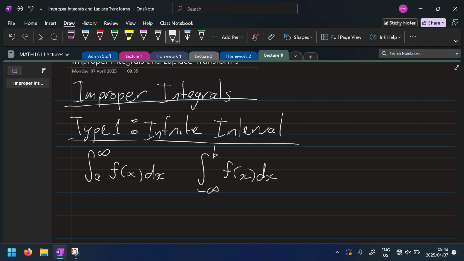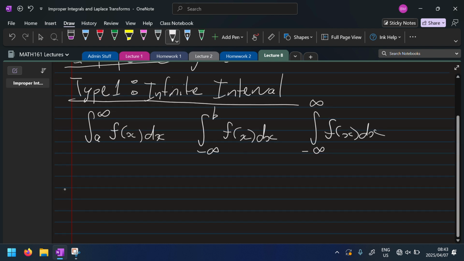And then the third case is a combination of the two. That is where we have the integral from minus infinity to plus infinity of f(x) dx. So it's a mixture of the first one where the top is infinite and the second one where the bottom is infinite. That one's a little bit trickier than the first two, but we'll have a look at some examples.